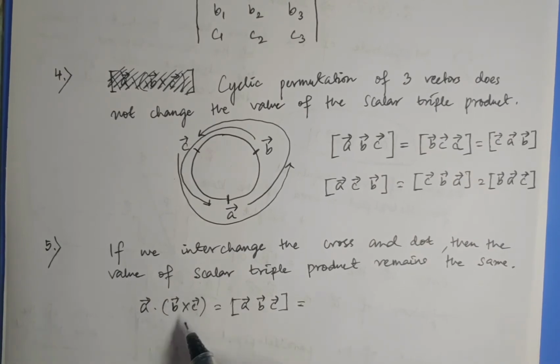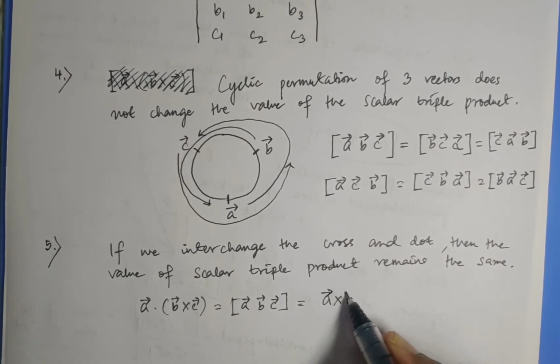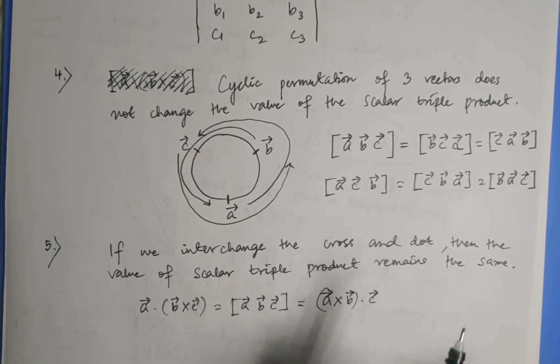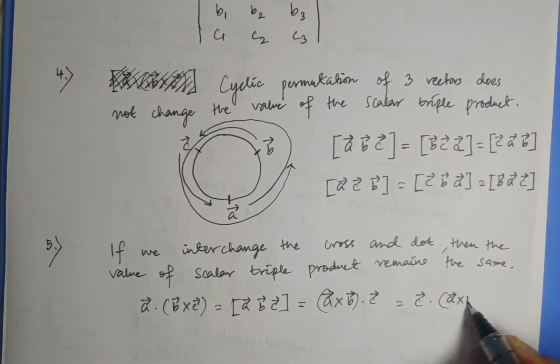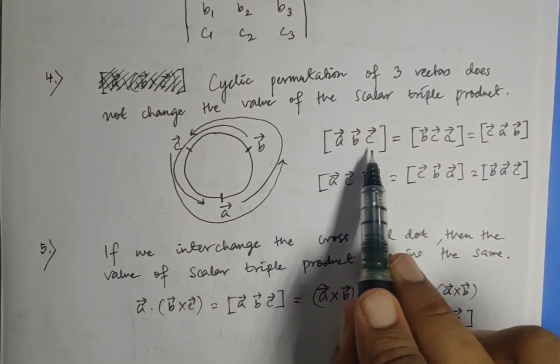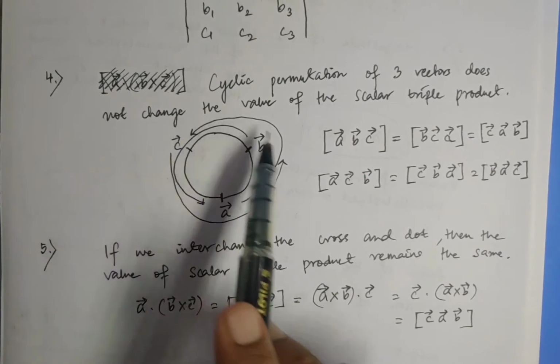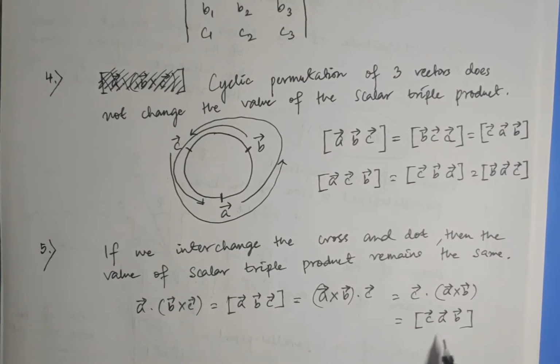Now if I interchange the cross and dot product, what do we have? A cross B dot C. But this is not the right way to write it, so I will write this as C dot A cross B, right? And this is actually CAB. ABC is equal to CAB, right? They follow the cyclic permutation. And you see, if I interchange the dot product and cross product, we get the same value. Understood?